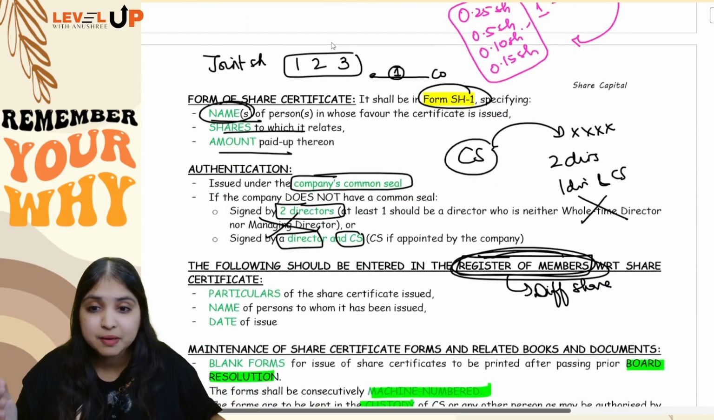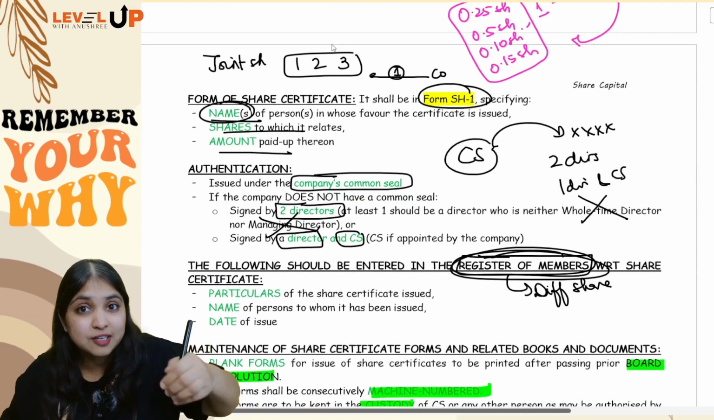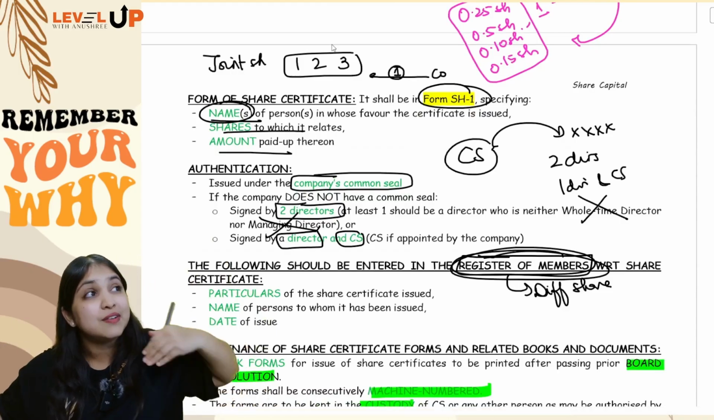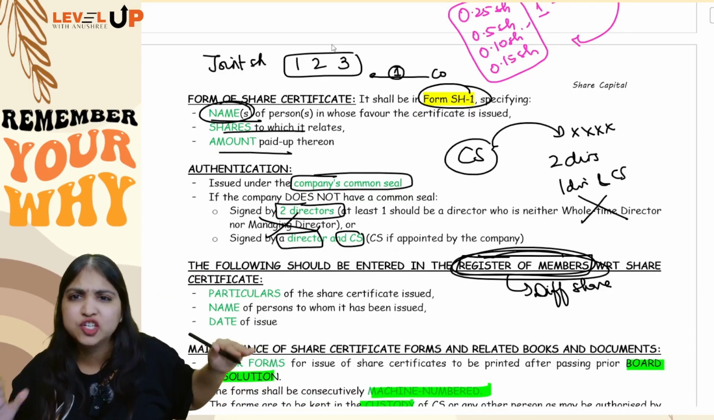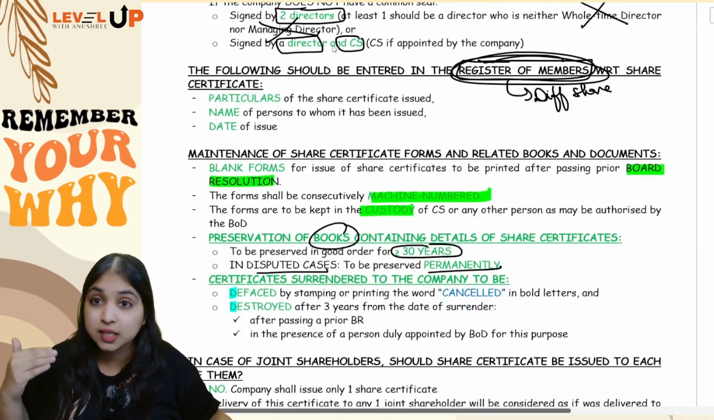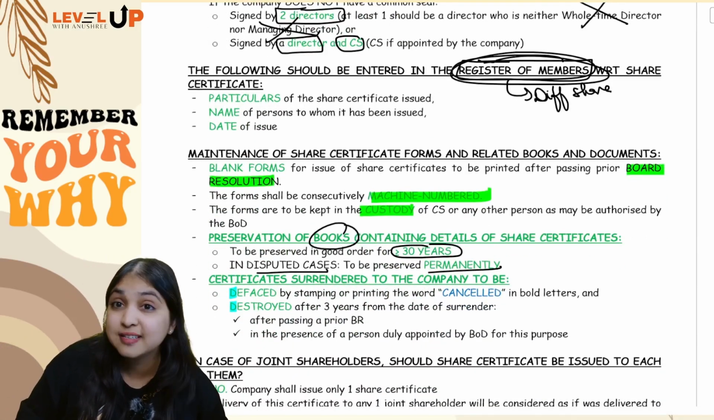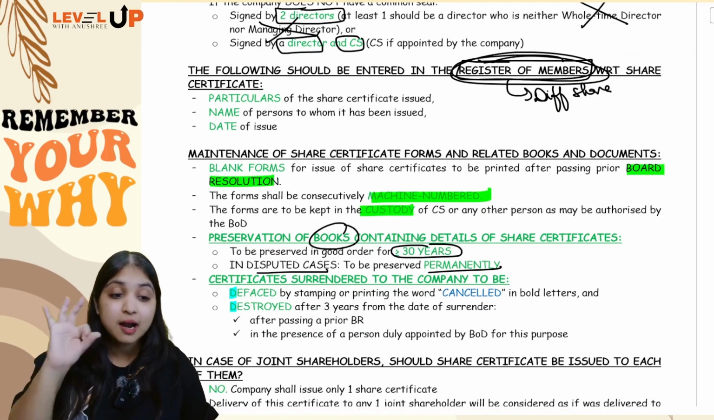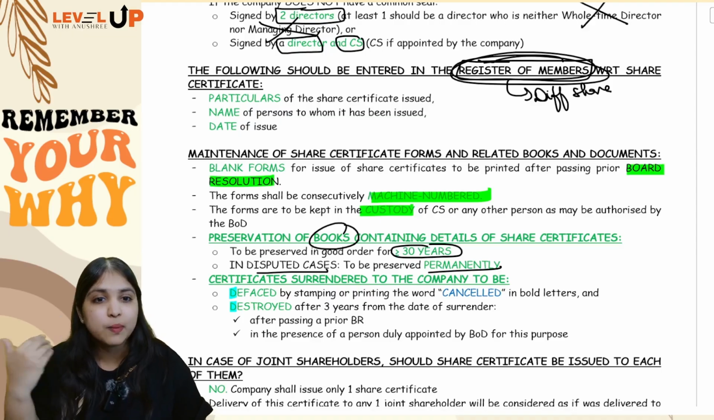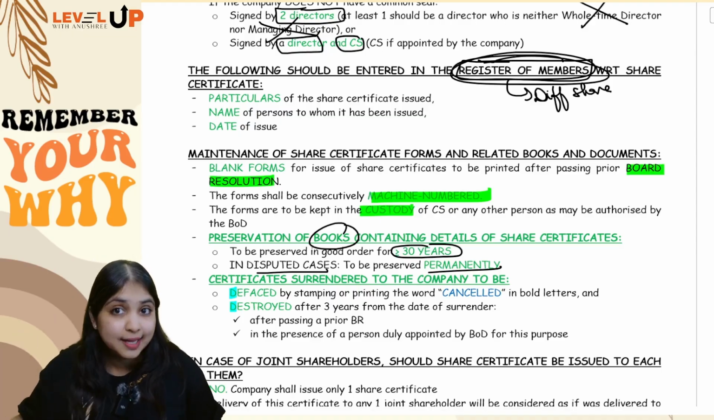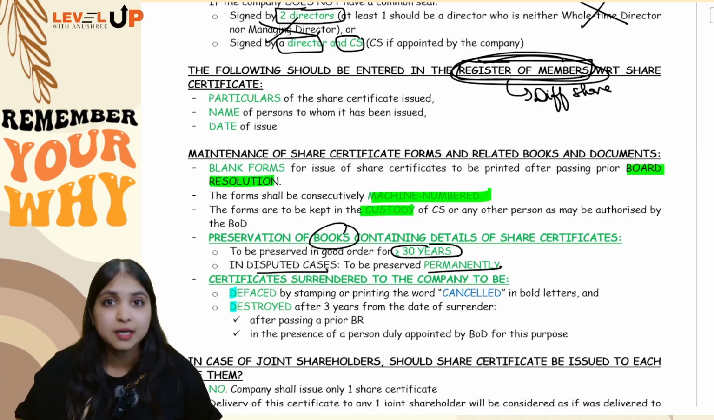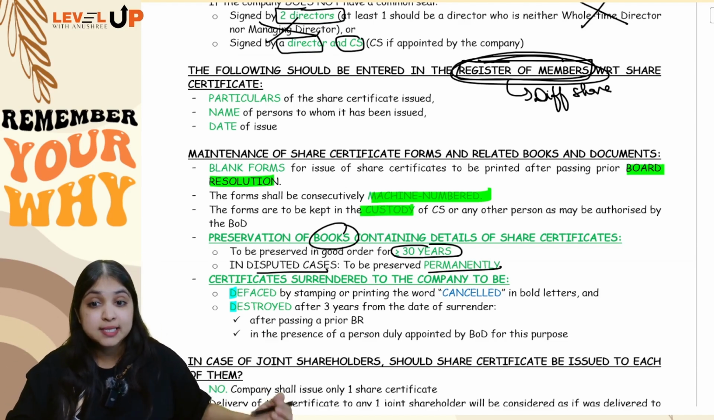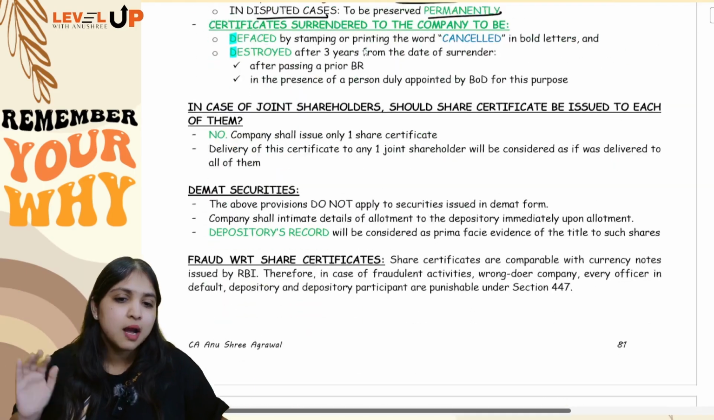Point number 1, the first important point: in the share certificate, will the company write the name of all the joint shareholders? Yes. Will the company give a separate share certificate to each joint shareholder? No. Then we learned, can the company print blank share certificate forms? Yes. How many precautions has the Companies Act given in that regard? 3 precautions. Precaution number 1, a board resolution has to be passed. Only then blank share certificate forms can be printed. Each blank form has to be machine numbered and kept in the custody of the company secretary or any other person appointed by the board.